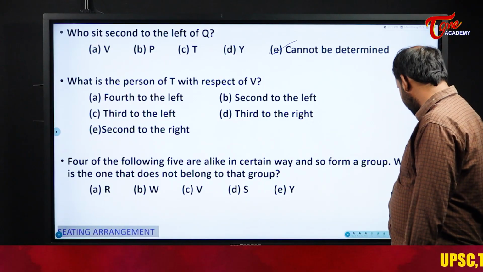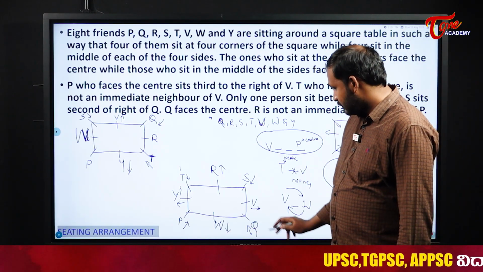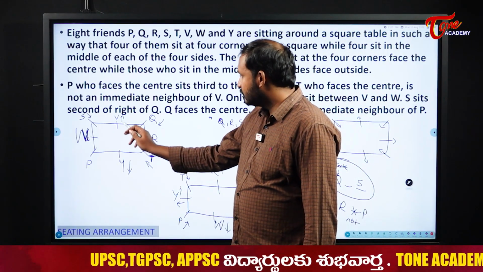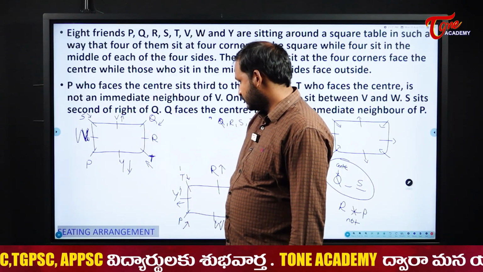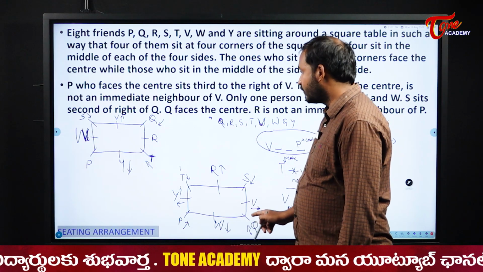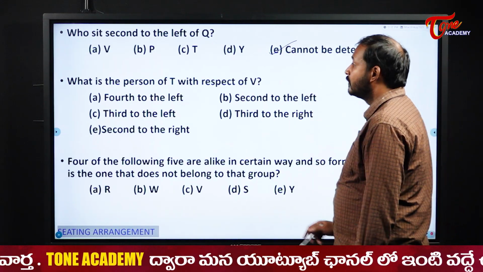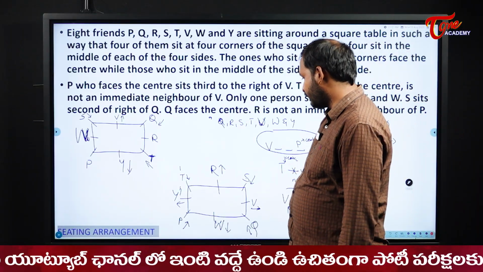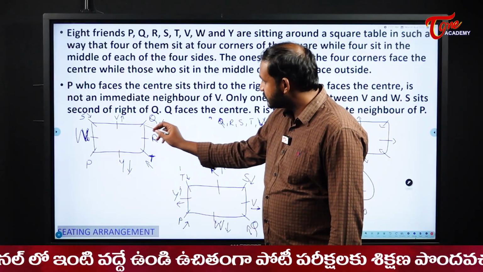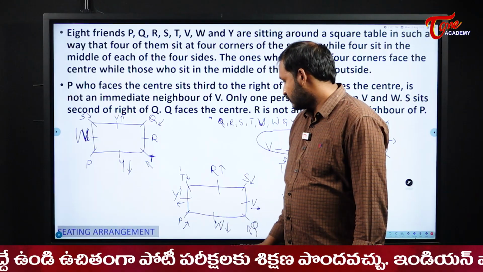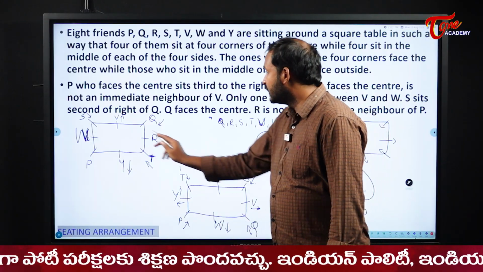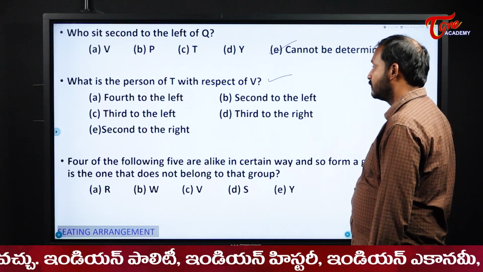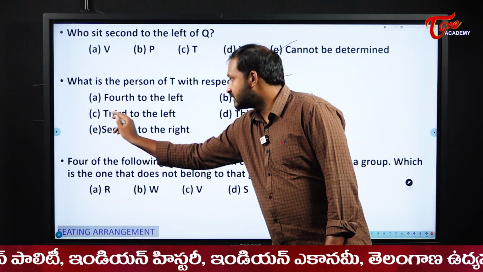What is the position of T with respect to V? With respect to V, what is the position of T? 1, 2, 3. Third left. Here also third left. Not second left, third left. 1, 2, 3. Third left here and here also third left. In both the cases, third to the left. That is the answer for us.